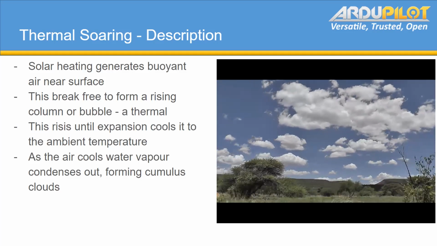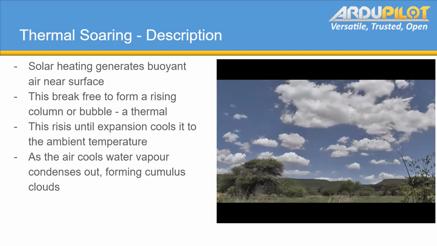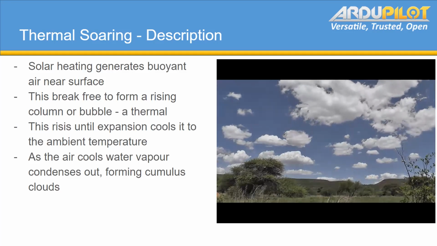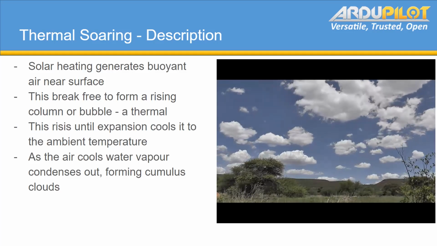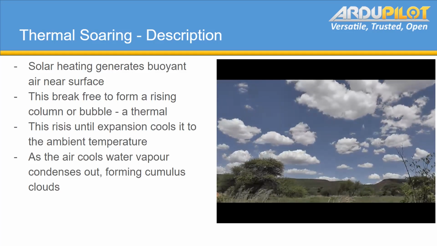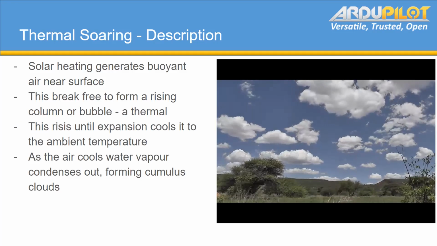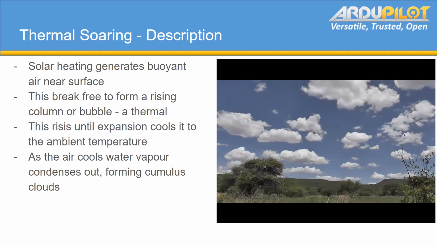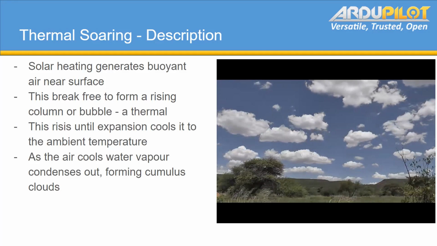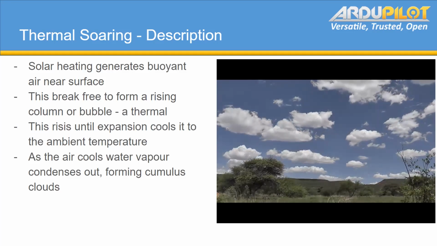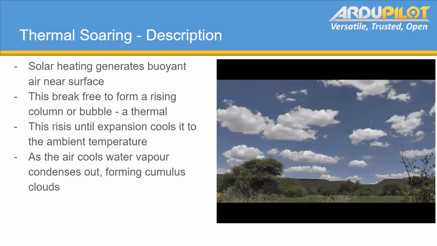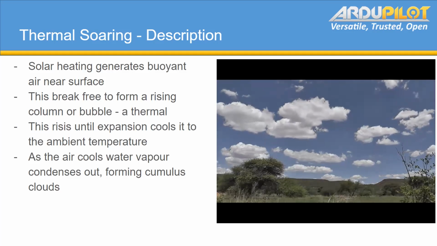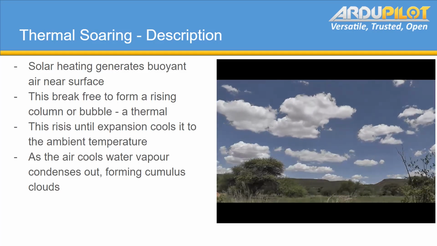And as we know, warm air likes to rise, and eventually this air breaks through the cooler air above it and rises as a bubble or a column of warmer air. And we call this a thermal. And this continues up through the atmosphere until the expanding air, due to the falling pressure, cools down to the ambient temperature, at which point it stops rising. And in a lot of conditions on the way up, the water vapor that it carries from the surface will also condense out, forming the classic cumulus clouds, fair weather cumulus.